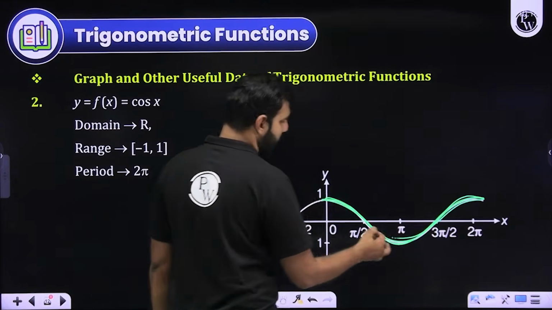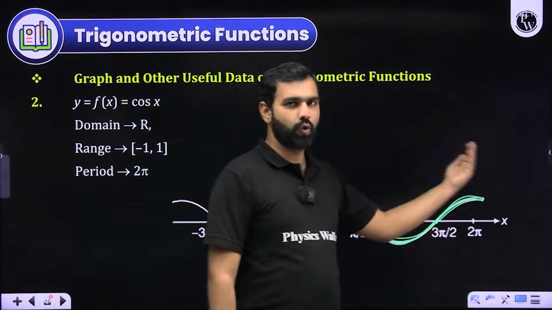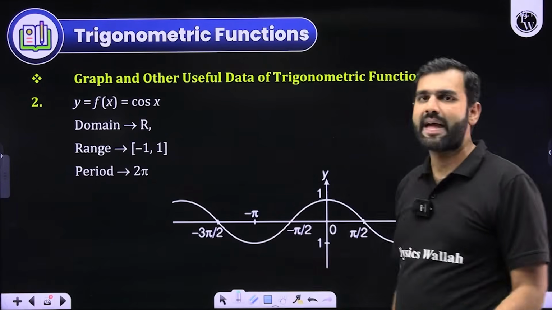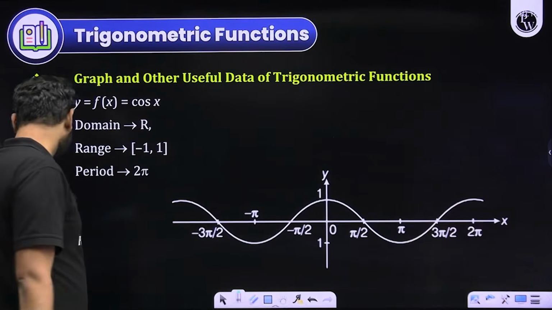Look at the chunk of the graph from 0 to 2 pi. The same chunk is repeated from 2 pi to 4 pi, 4 pi to 6 pi, and then 6 pi to 8 pi, or even from minus 2 pi to 0, like that. So it is again a periodic function. All the trigonometric ratios are periodic in nature.